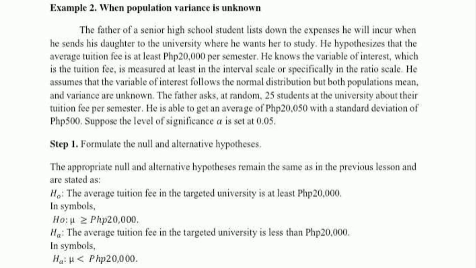Step 1. Formulate the null and alternative hypothesis. The appropriate null and alternative hypotheses remain the same as in the previous lesson and are stated as: null hypothesis, the average tuition fee in the targeted university is at least 20,000 pesos. In symbol, null hypothesis, the population mean is greater than or equal to 20,000 pesos. Alternative hypothesis, the average tuition fee in the targeted university is less than 20,000 pesos. In symbol, alternative hypothesis, the population mean is less than 20,000 pesos.